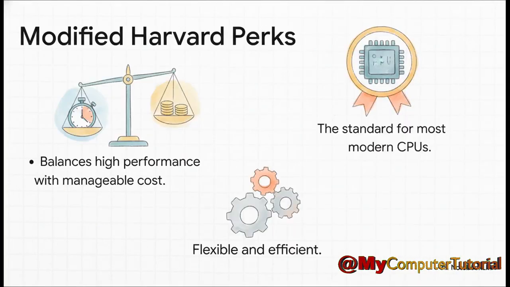So this is the crucial takeaway. This balanced approach is exactly why the modified Harvard architecture became the absolute gold standard. It gives us that amazing performance we want, but without the crazy cost and complexity of a pure Harvard system. And that makes it perfect for basically every device we use, from our phones to our PCs.